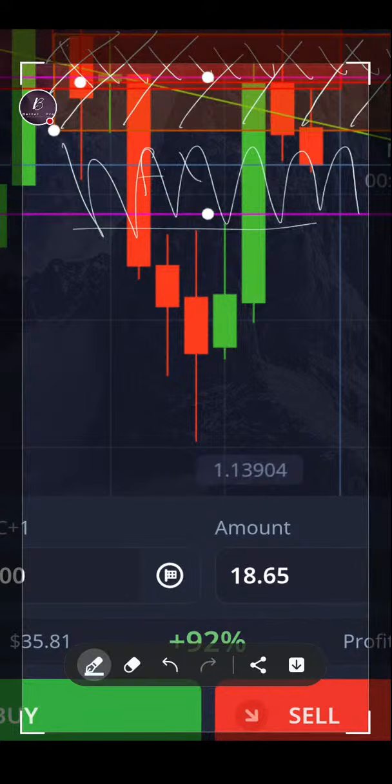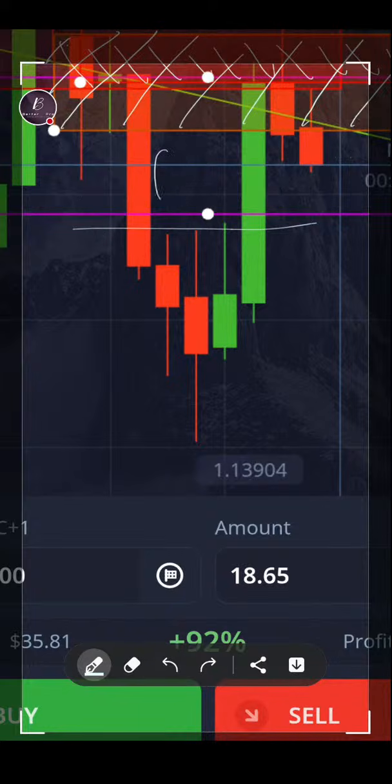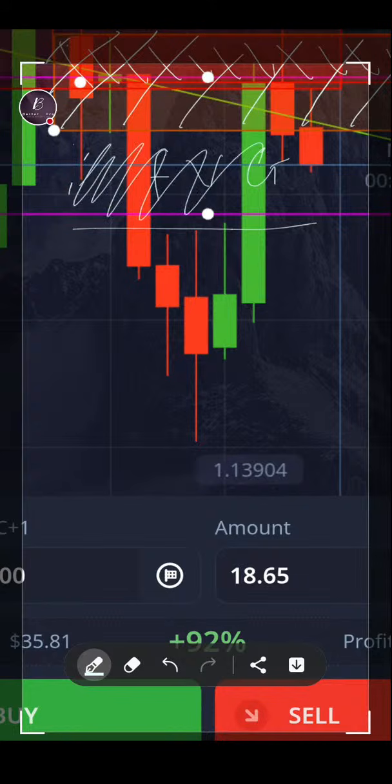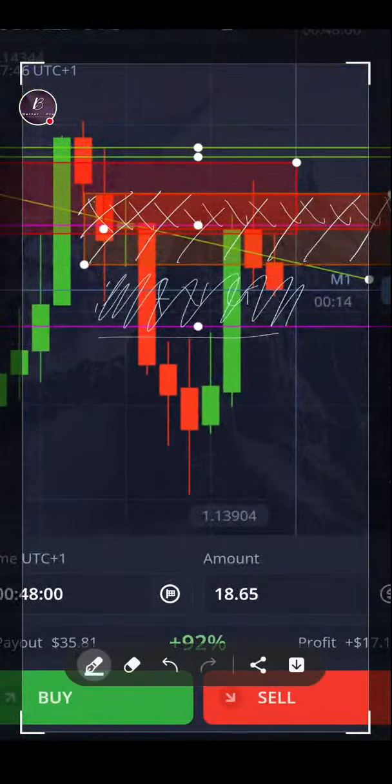You understand? This fair value gap. Oh, let me just remove this. All this area is fair value gap. You understand? All this area, the way it is right now. This is where the fair value gap is. But I don't trade the fair value gap. I trade just the order block and the supply area.